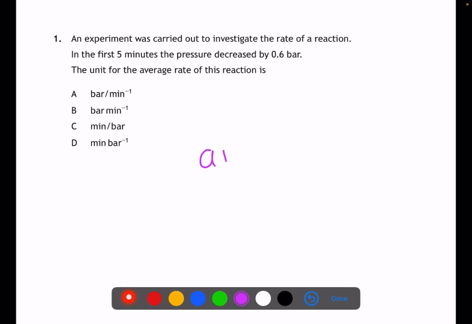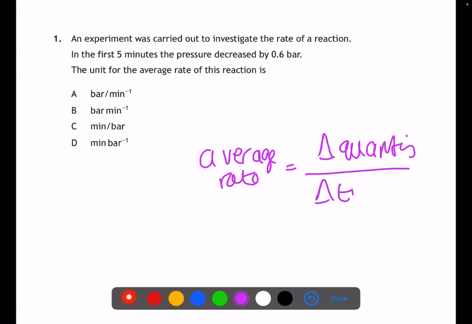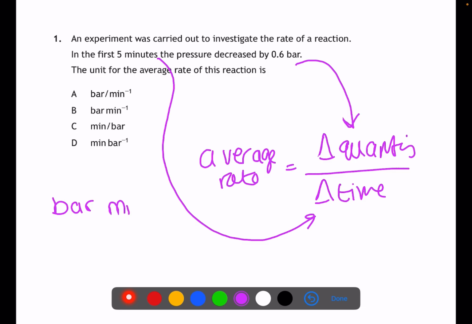So for average rate, you can find this at the front of your data book. Average rate is the change in quantity divided by the change in time. Here, our quantity is pressure, measured in bar, and our time is minutes. So for our units, we're going to have bar per minute. Now remember, this can be written two different ways. You can have bar minute to the -1 or bar over minute, but you can't combine the two. So for this question, the answer is B.